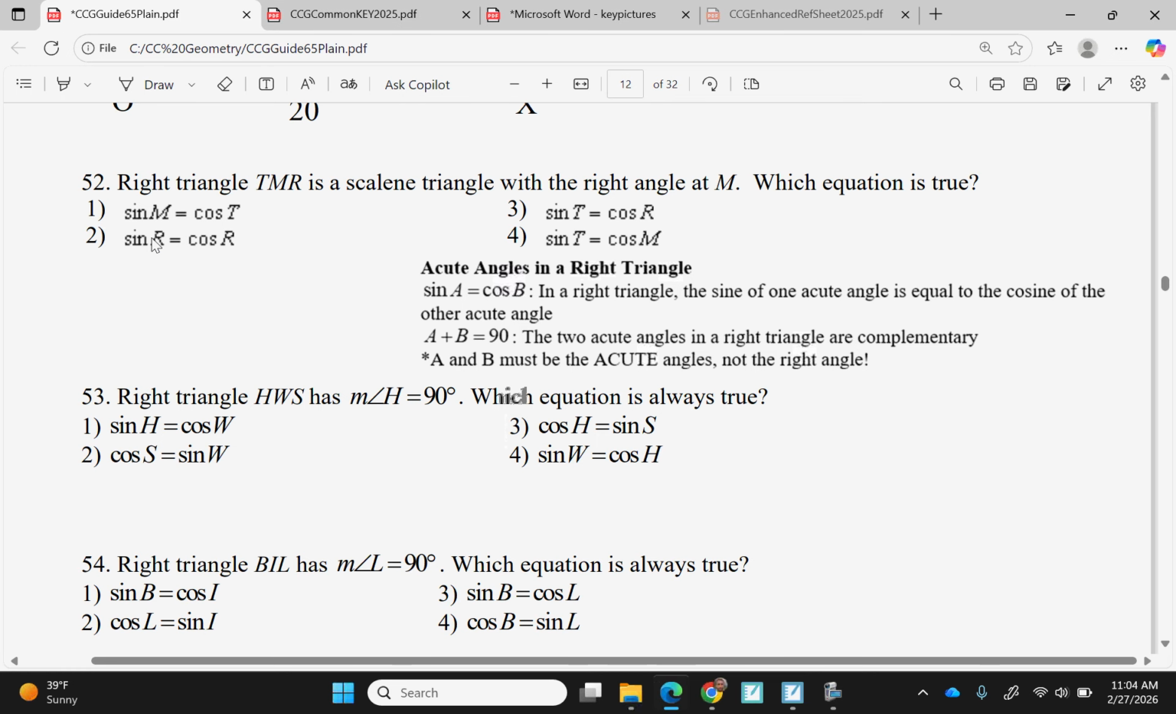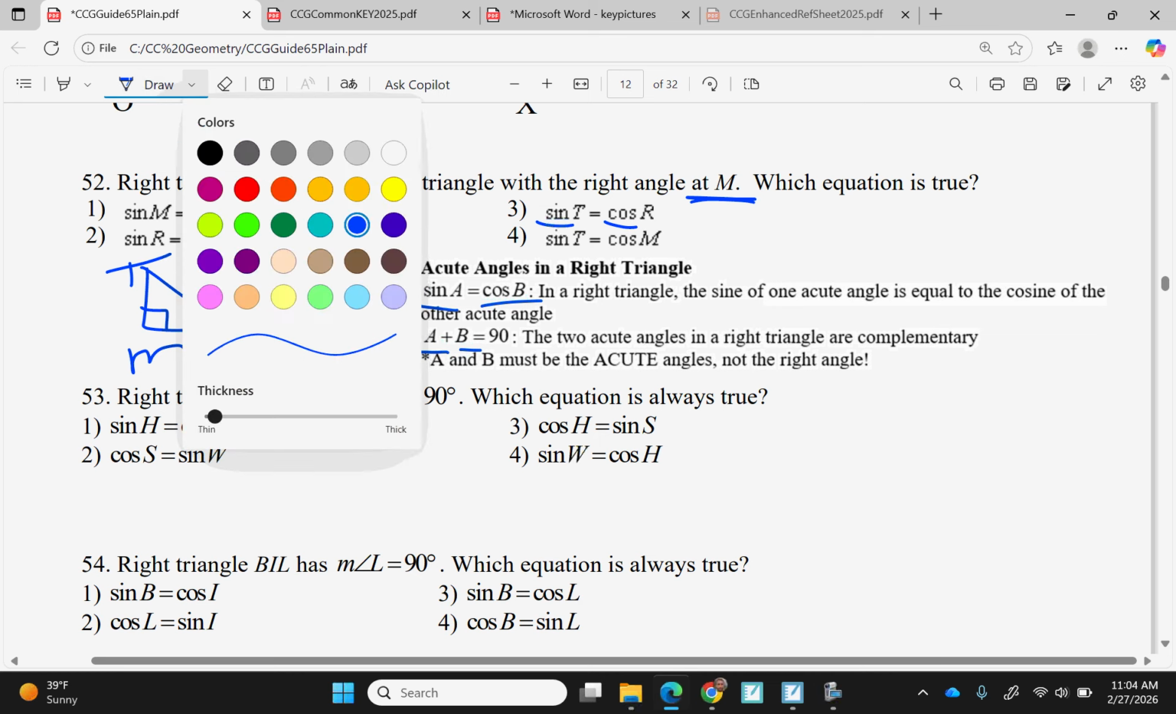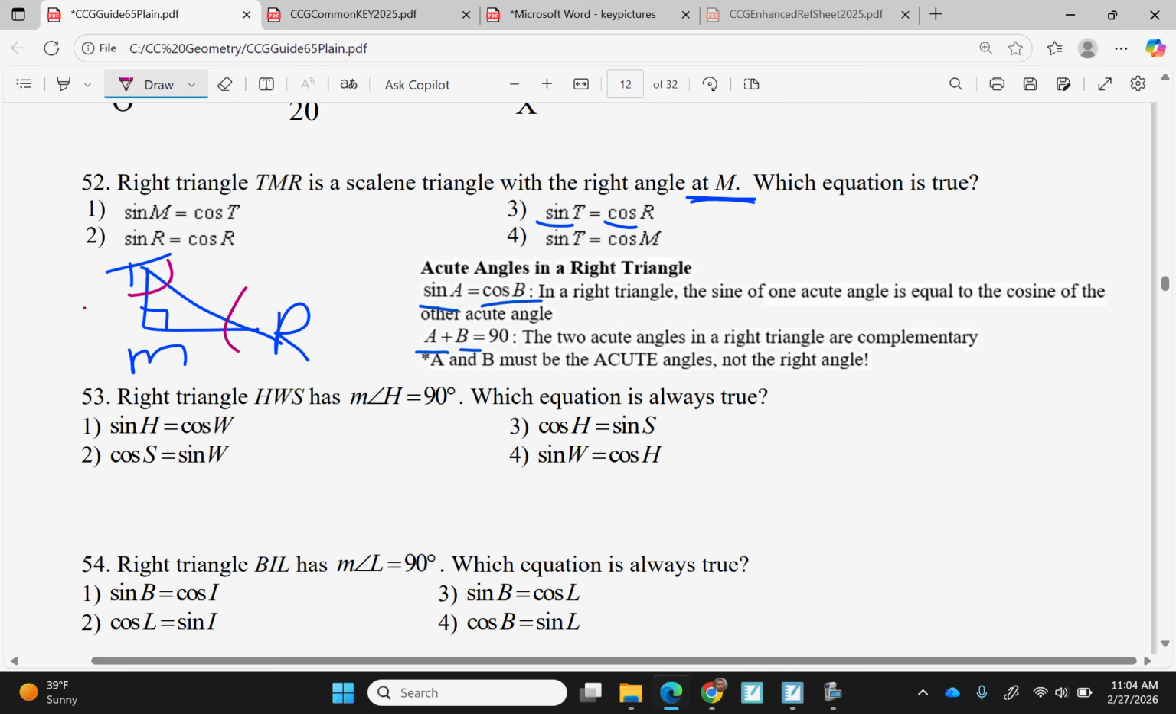And now we've got sine A equals cosine B. A plus B equals 90. Whenever you see sines and cosines, the rule is sine A equals cosine B. But A and B must be the acute angles, not the right angle, but the acute angles. So for 52, it says the right angle's at M. So that means the right angle must go at M. There's my T and my R. And my A and B are, in this case, T and R.